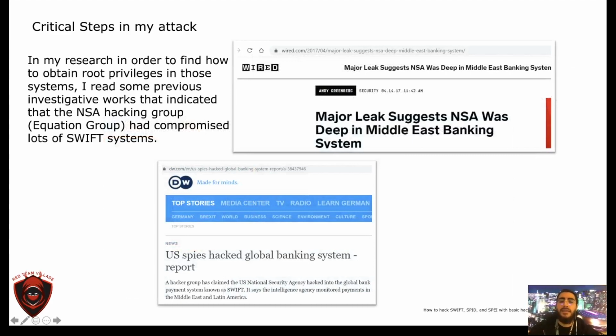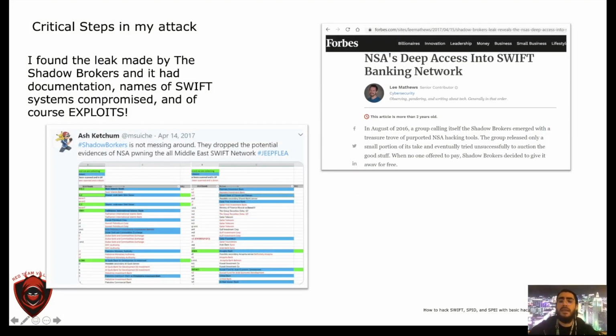At this point, I didn't have a root account yet. In my research to find how to obtain root privilege in those systems, I read some previous investigative works that indicated that the NSA hacking group, Equation Group, had compromised a lot of Swift systems. I found the leak made by the Shadow Brokers, and it had documentation, names of Swift systems compromised, and of course, exploits. Also, this is a very good field for a conspiracy theory.